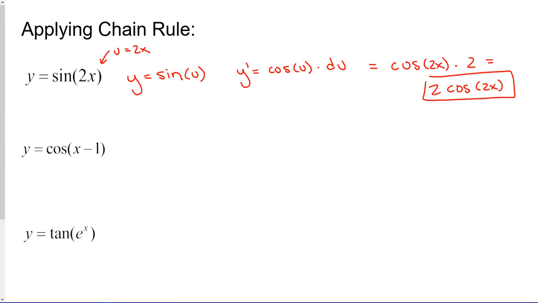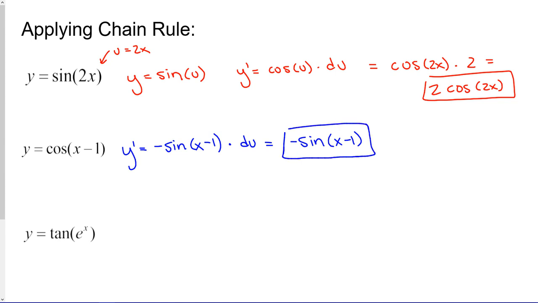Okay, for our next one, same kind of thing, except I'm just going to skip setting u equal to something. I'm going to go ahead and get that y prime. The derivative of cosine is negative sine. Keep the stuff on the inside, x minus 1. We're going to multiply this by the derivative of the inside. Now our derivative of the inside is just 1. So this is just going to give us negative sine of x minus 1. Okay, that is our derivative there.